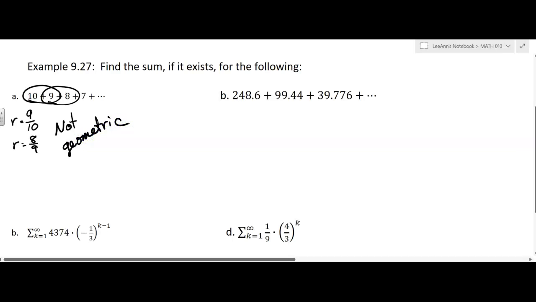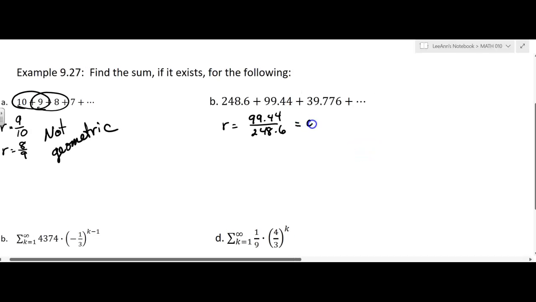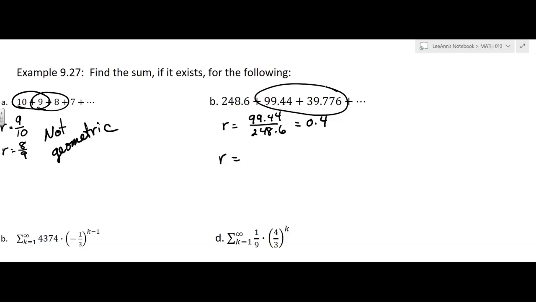Okay, now let's look here. Well, let's assume it's geometric. 99.44 divided by 248.6. I don't know, so let me do this on a calculator. 99.44 divided by 248.6. And I get 0.4. Okay, now I have to check it though, so let's try these two. 39.776 divided by 99.44. Hey, it turned out to be the same thing.